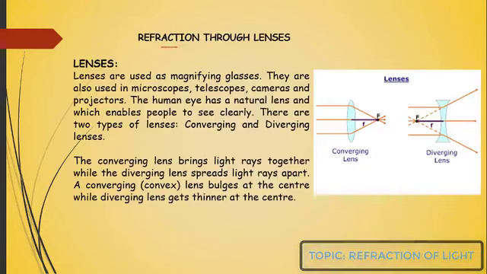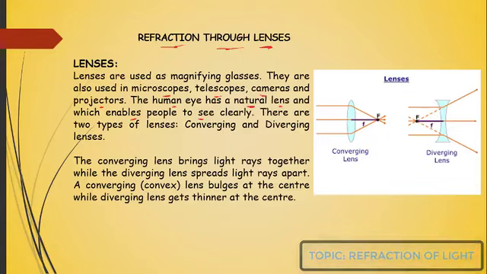Now this is refraction through lenses. When we talk about lenses, we talk about glasses that are used as magnifying glasses. We see examples of these in microscopes, we see it in telescopes, we see it in cameras, and we see it in projectors. The human eye has a natural lens which enables people to see very clearly.